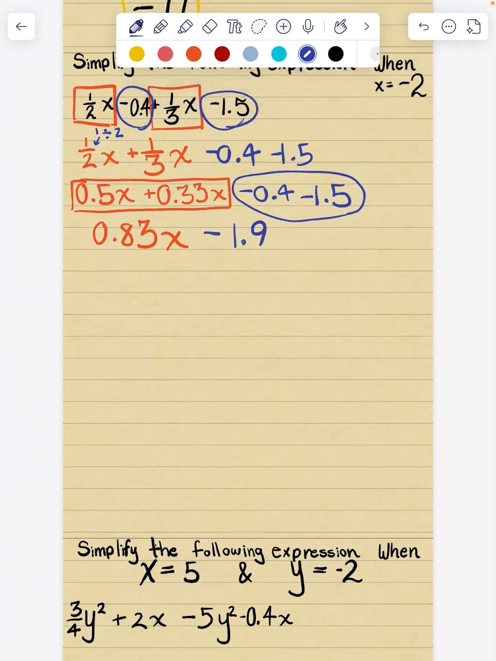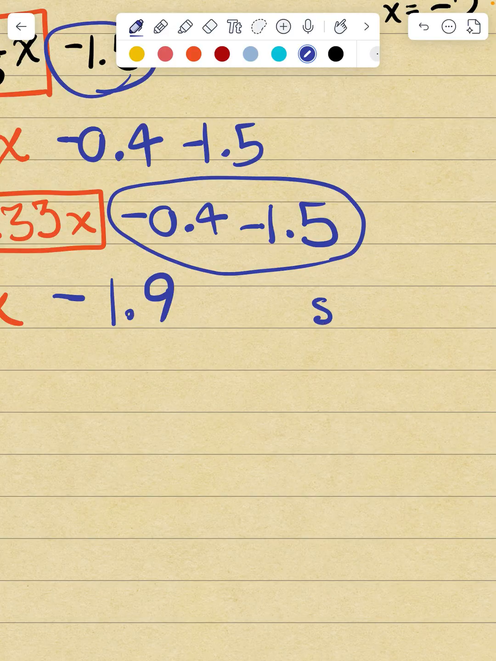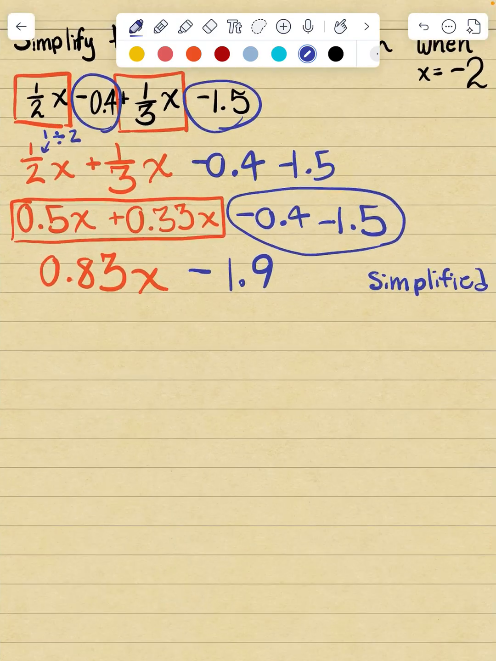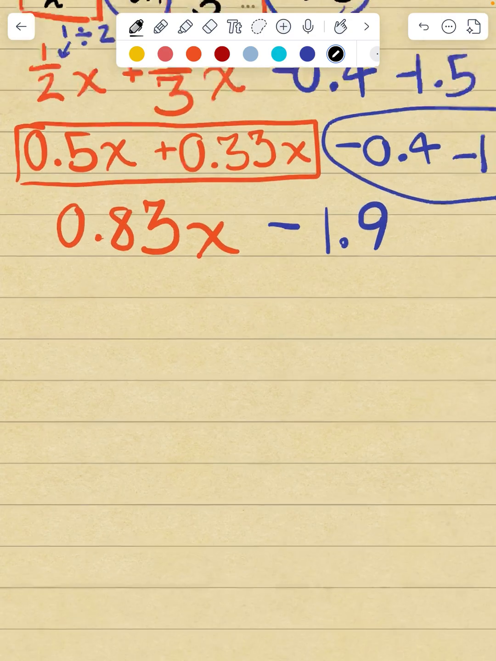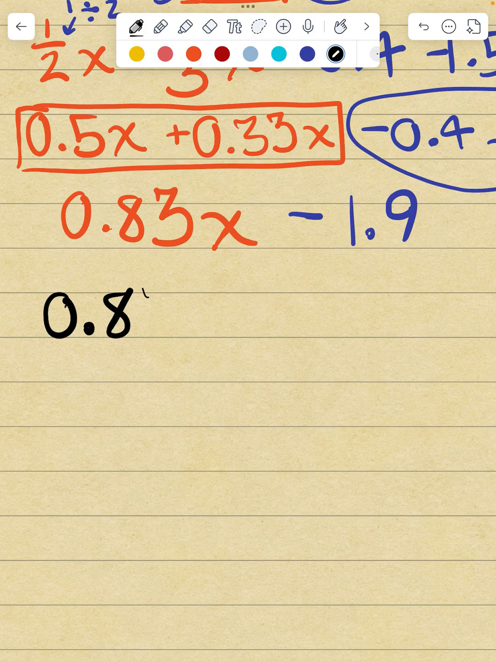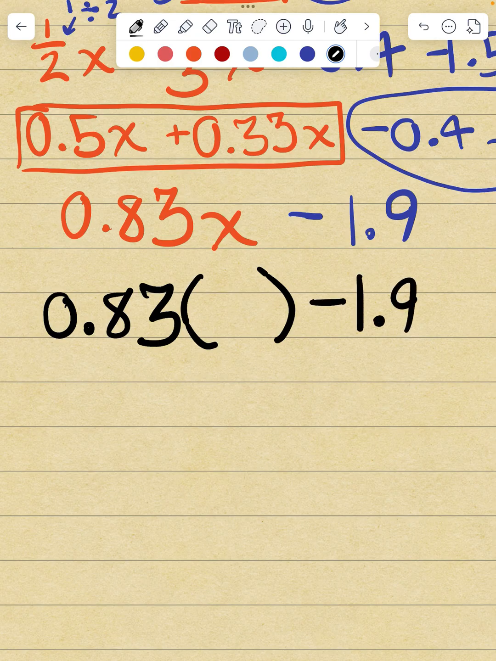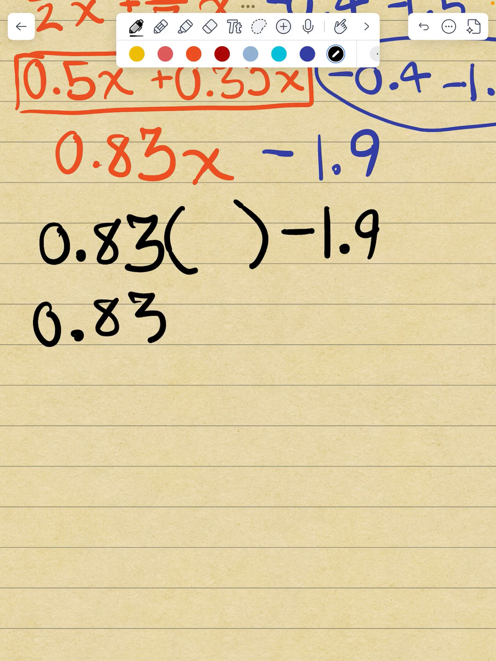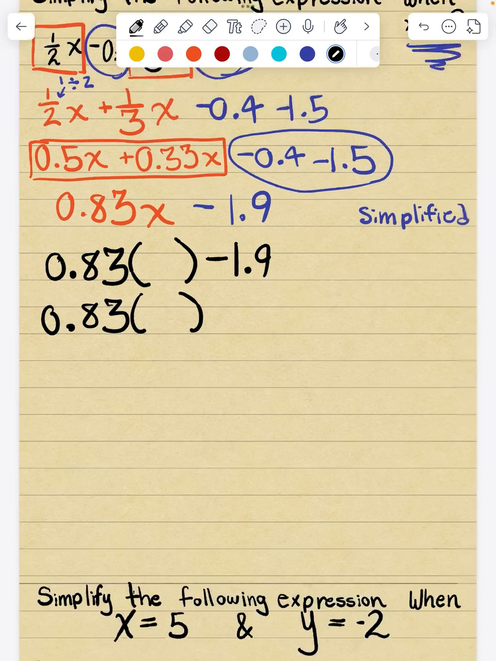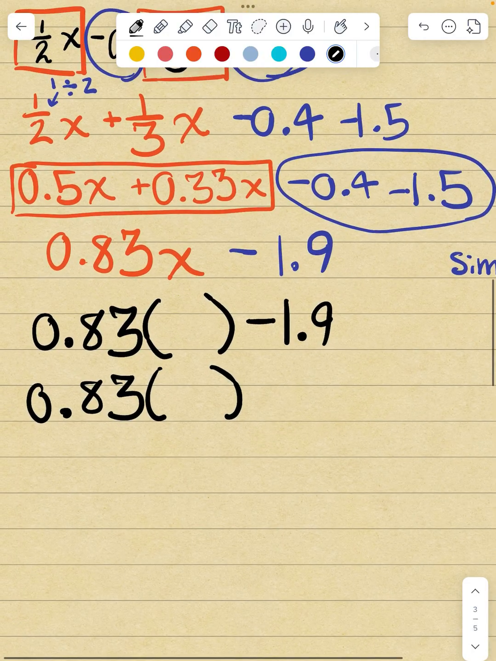Alright, now again, we are done with our simplifying. However, we are not done with our substitution. So we need to substitute when x equals negative 2. So again, you're just going to rewrite everything, but instead of writing x, you're going to write your parentheses. Okay? And then now I'm going to substitute with, we said x equals negative 2.